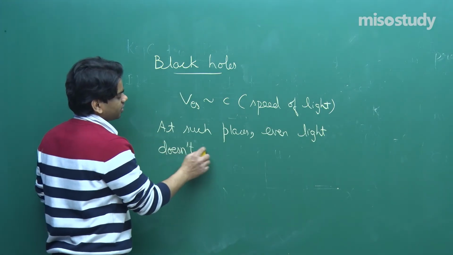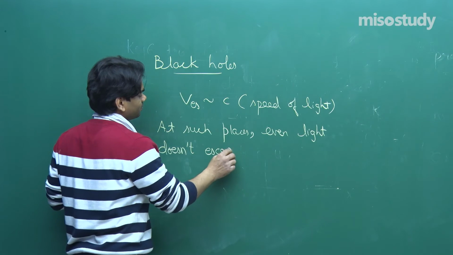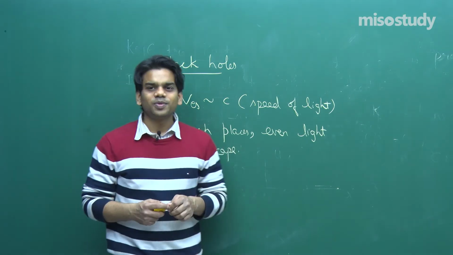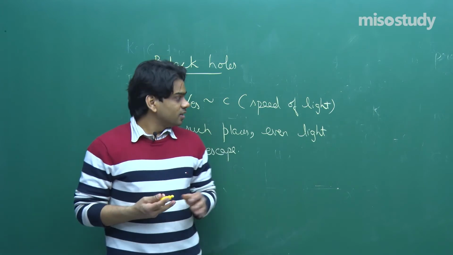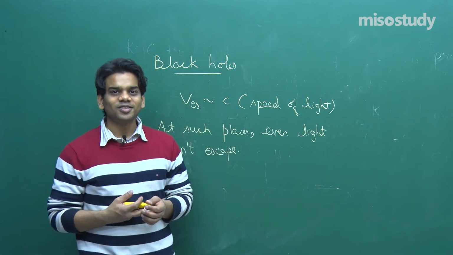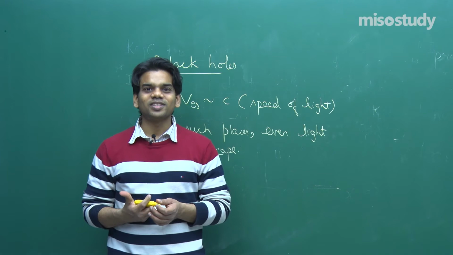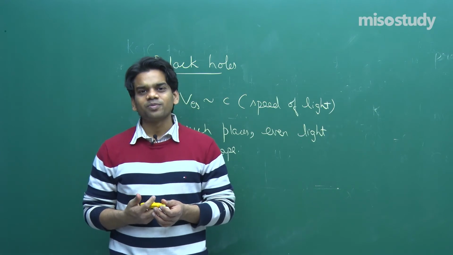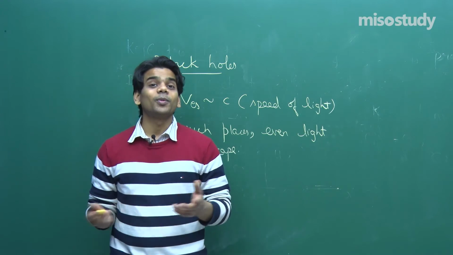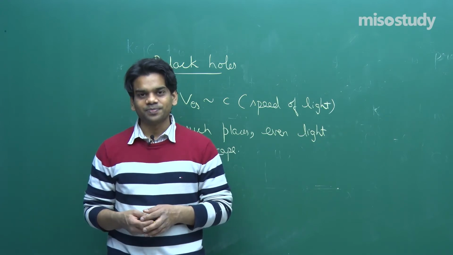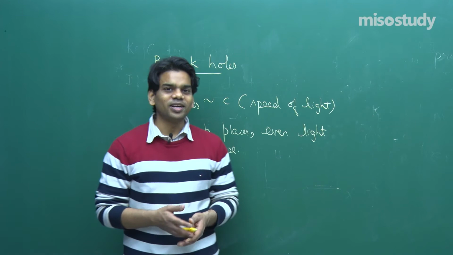These are the specialty of such places. Even light doesn't escape. Such places where escape velocity is nearly equal to the speed of light. Simple, easy. Such places are known as black holes. In the entire universe, we have such places, but we cannot reach there. And if you accidentally reach there, you won't be able to come back from such a place. Simple and easy, and we are done with this.